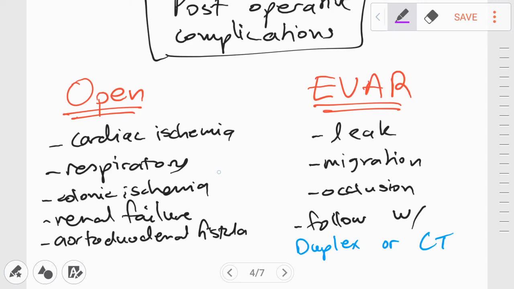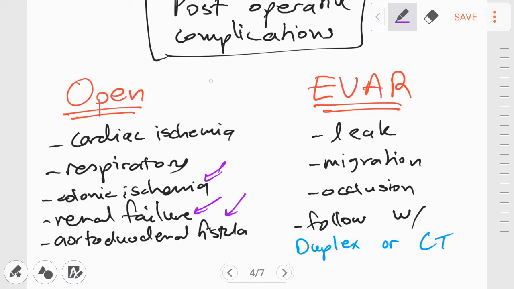You can even have lower lobe consolidations. On the other hand, you can have colonic ischemia, again the same reason. You're losing blood really fast, so some of the intestines are not perfused enough, which can even result in colonic ischemia. Renal failure can happen, especially if the patient has previous renal impairment preoperatively, or if the patient is again undergoing considerable blood loss during the operation itself, which can result in decreased perfusion of the kidneys and result in renal failure. And there is a special one, aortoduodenal fistula.